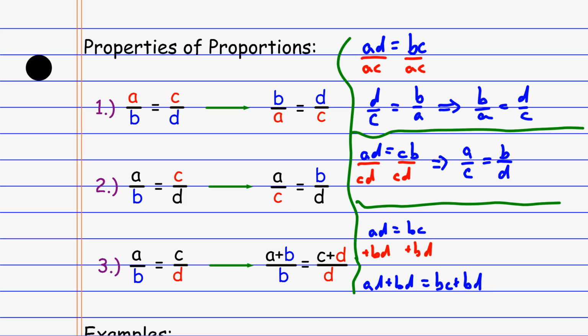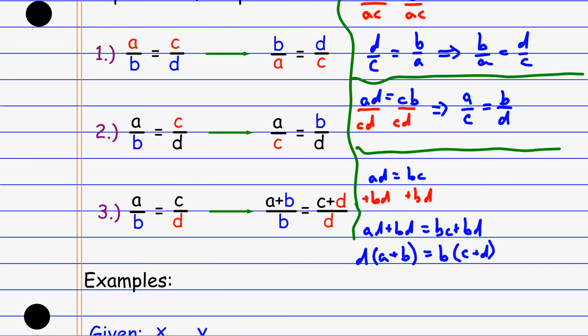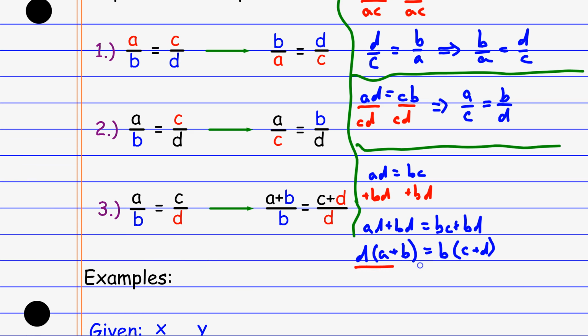And now from here, it's a little bit of factoring involved. If I factor out the D over here, it leaves me with A plus B. Over here, if I factor out the B, it leaves me with C plus D. And now from here, I can divide each side by the same thing, and the thing I'm going to divide by is DB. In that first fraction, hopefully you can recognize that the D's are going to cancel, and it's going to leave me with A plus B over B. In the second fraction, the B's are going to cancel, and it's going to leave me with C plus D over my D value. Okay, and so that's where this thing stems from.